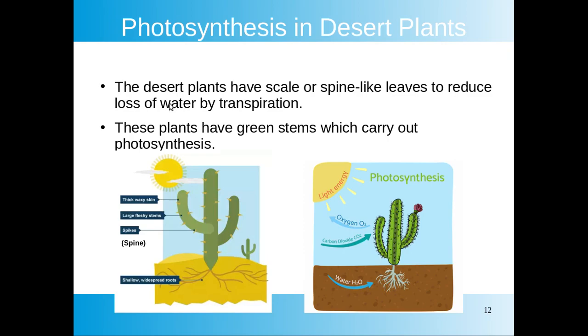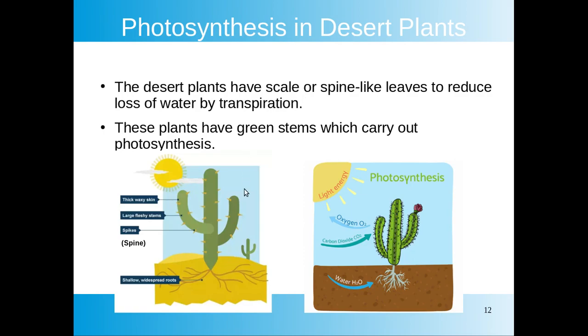Now, does photosynthesis take place in other parts of the plant other than the leaves? What do you think? Yes, it is also taking place in the places where green stem and green branches are present. Best example is desert plants. Now, the desert plants have scale or spine like leaves to reduce the loss of water by transpiration.